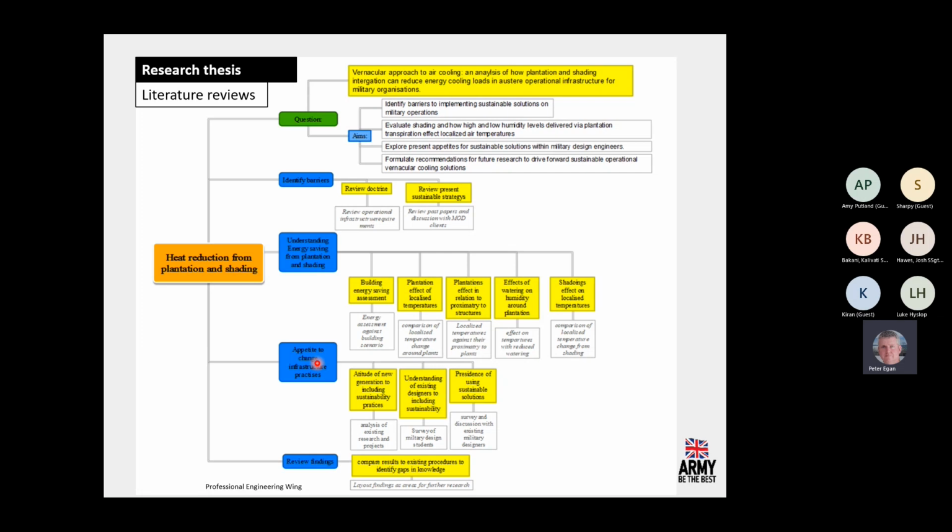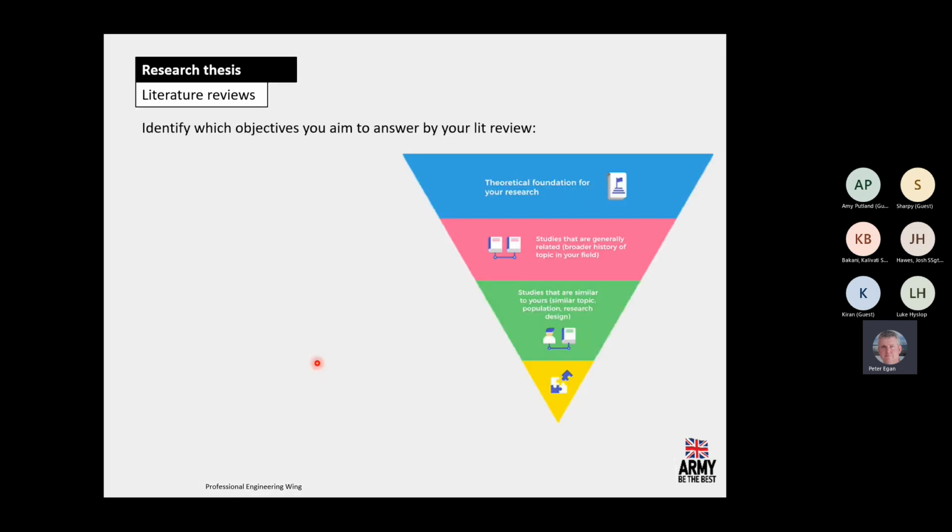So now we've identified what we're going to do, because you're going to talk about this part in your introduction. You're going to say all these bits of what you're going to look at in your introduction, and then you're going to start doing it. So let's look at your literature review. I'm going to identify which objectives to aim to answer in your literature review. And this is how we do it.